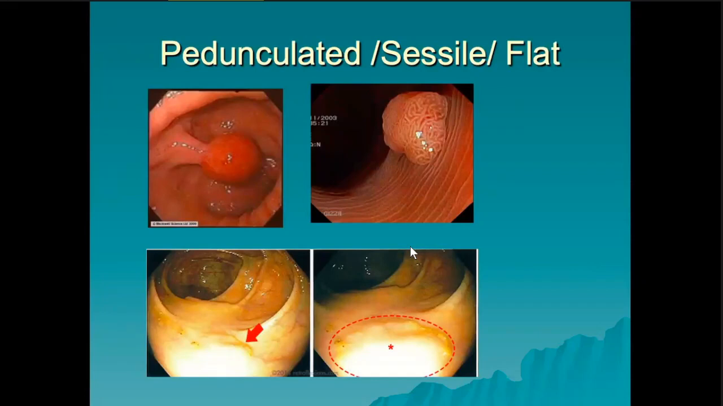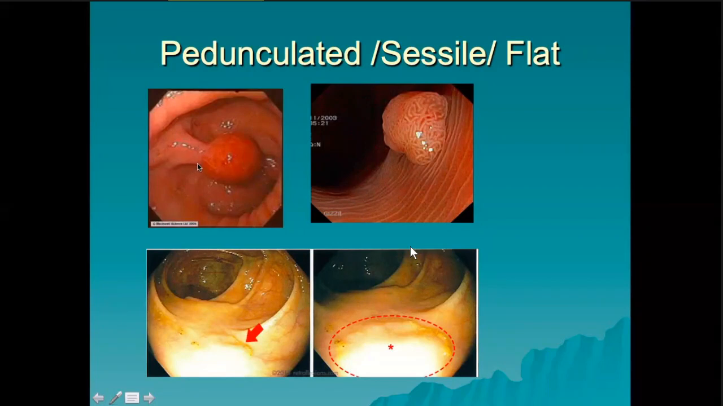Now, this slide shows you some polyps in relation to their morphology. You have some polyps which have a pedicle like this.